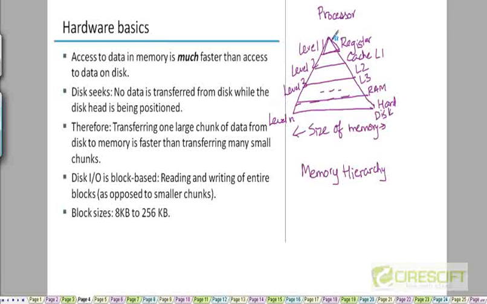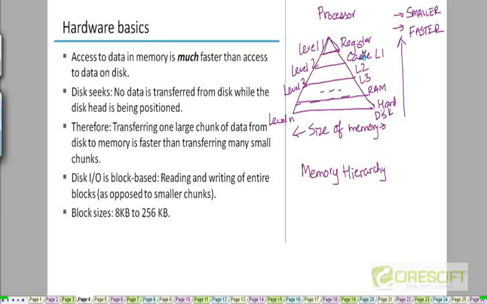Now the thing about this hierarchy is that as we go up this hierarchy, the higher levels in the hierarchy are smaller. This means that the size of the registers is smaller than the size of the L1 cache. The size of the L1 cache is smaller than the size of the L2 cache, and so on. And likewise, size of the RAM is smaller than the size of the hard disk. But not only are the higher levels in the memory hierarchy smaller, they're also faster.